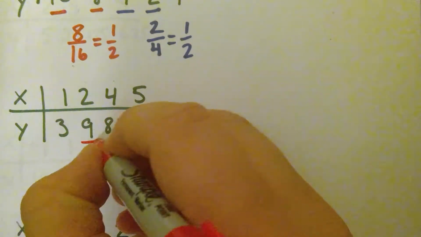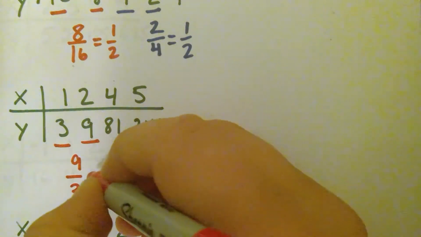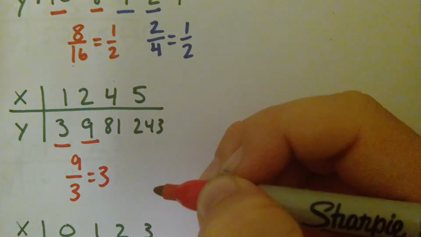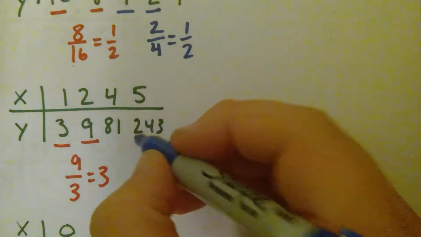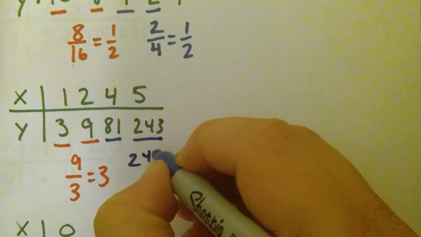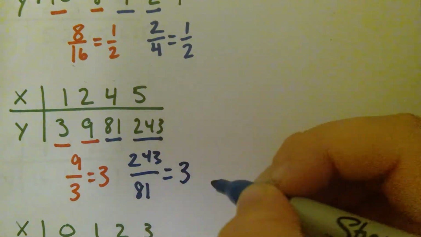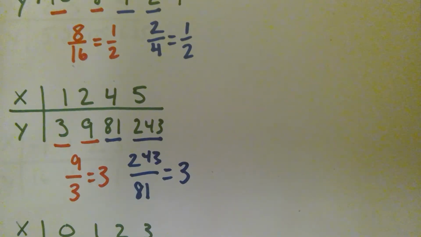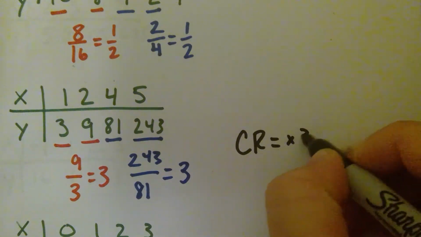Here's a y value, and here's the y value that comes right before it. 9 divided by 3 equals 3. Let's check by checking another y value set. So 243 divided by 81 equals 3. So now we have a common ratio of times 3.